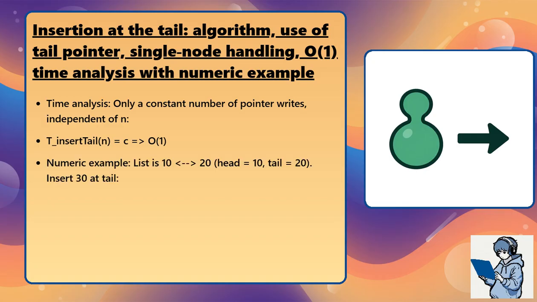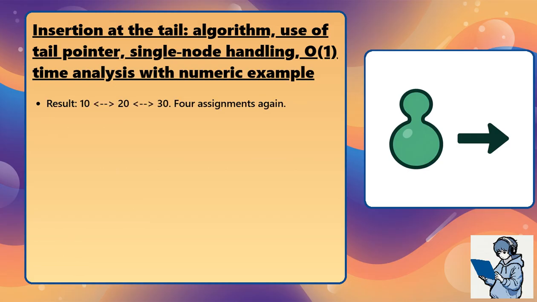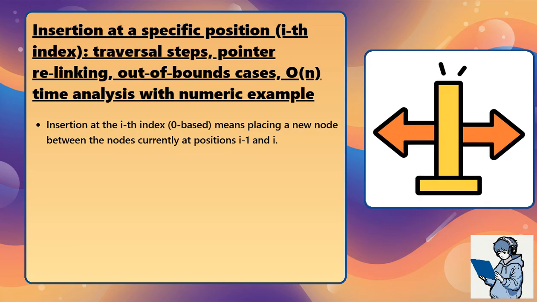Numeric example: the list is 10 double arrow 20, head equals 10, tail equals 20. Insert 30 at tail: newNode.prev equals 20, newNode.next equals null, 20.next equals 30, tail equals 30. Result: 10 double arrow 20 double arrow 30. 4 assignments again. Insertion at the ith index, 0-based, means placing a new node between the nodes currently at positions i-1 and i.